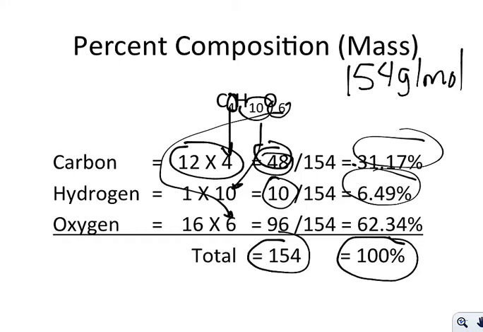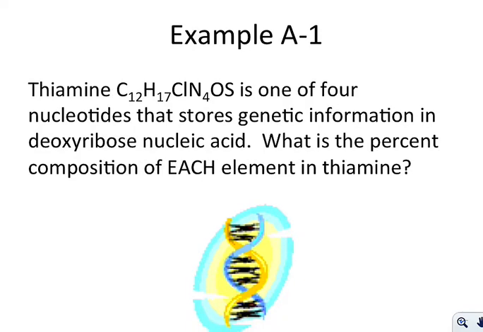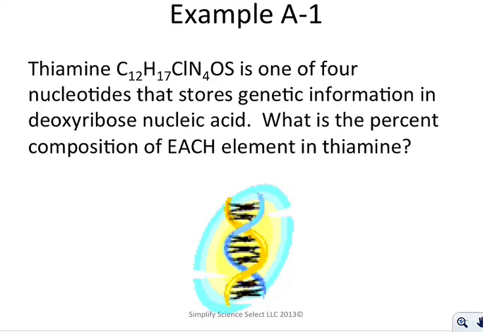It's relatively straightforward, but you do need some practice with it. So let's give you an example, and this is a pretty tough example. It's got kind of a lot going on. It says thiamine, C12H17ClN4OS, is one of 4 nucleotides that stores genetic information in deoxyribonucleic acid.